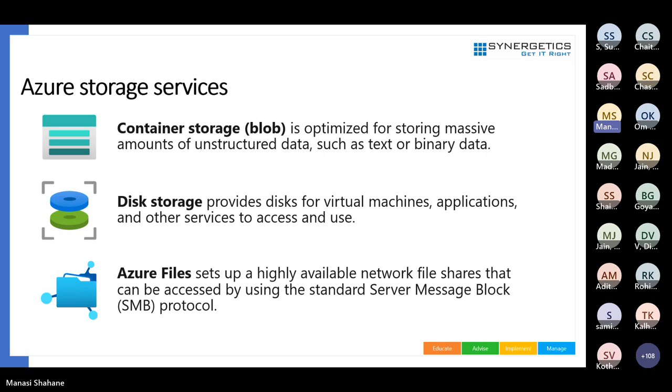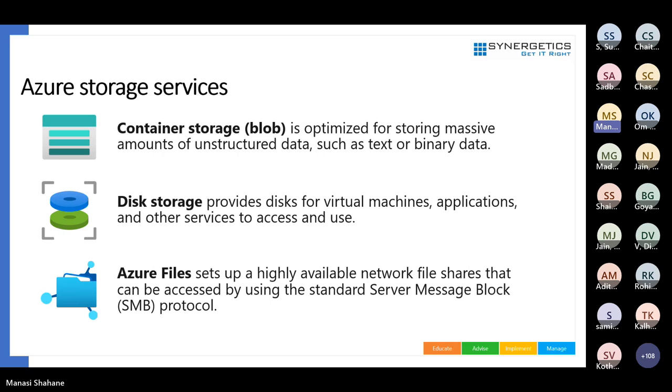Then if you want to share data or files between virtual machines, then you can use the Azure file storage. Okay, so it uses two protocols, that is the Server Message Block and the Network File System, NFS and SMB. These are the two protocols that it uses in order to share files on-premise or on virtual machines.